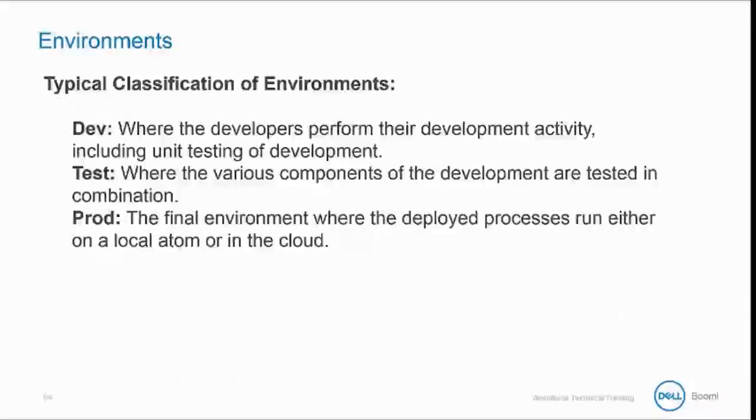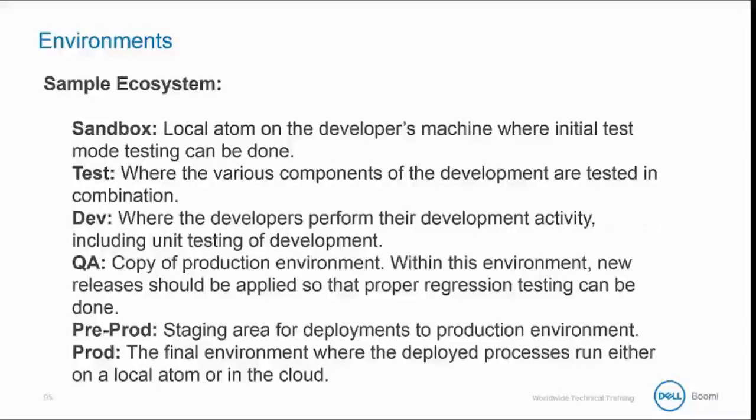Typical classification of environments may include development, where developers perform their activity, including unit testing of the development. A test environment, where the various components of the development are tested in combination. And then production, the final environment where the deployed processes run either on a local atom or in the cloud. Here's an example of a sample ecosystem with a sandbox, test, development, QA, pre-production, and production environment.